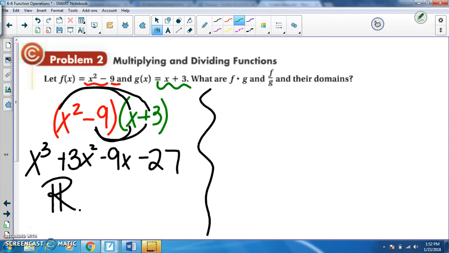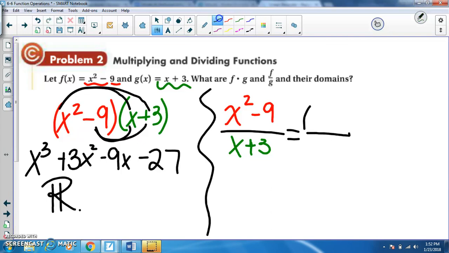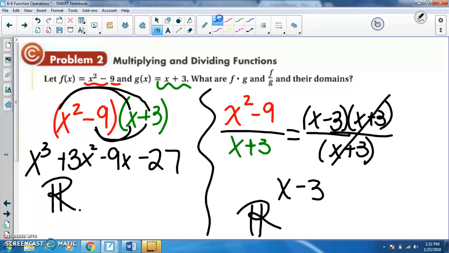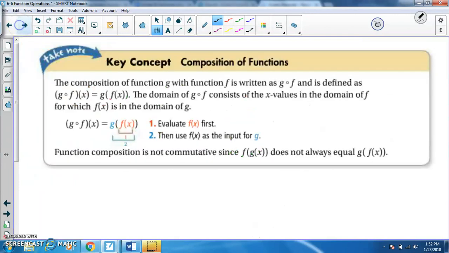f divided by g is x squared minus 9, divided by x plus 3. We need to simplify, so we can factor our numerator, and this is equal to x minus 3 times x plus 3 all over x plus 3. Since we can cancel x plus 3's, we have x minus 3 as our simplified quotient. Since there are no restrictions, our domain is all real numbers.